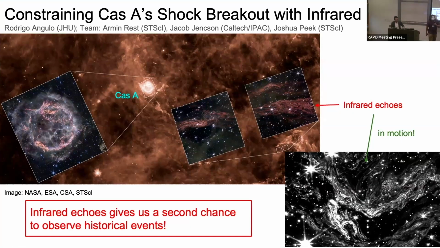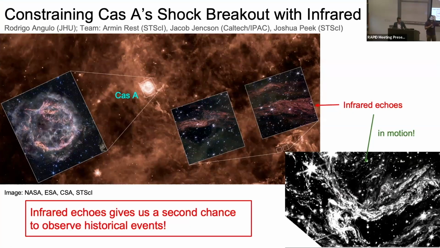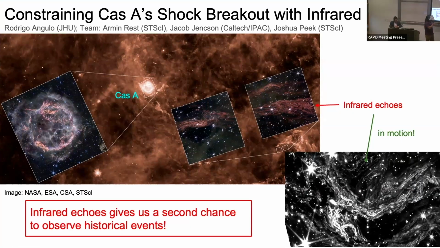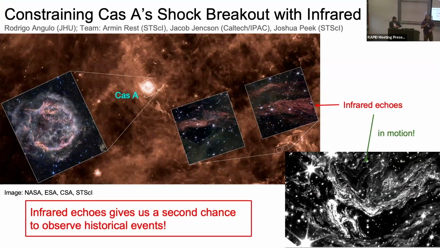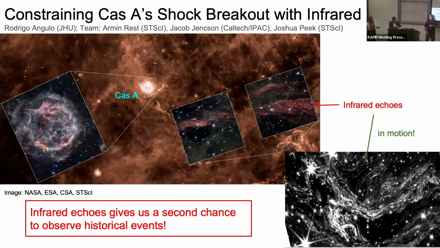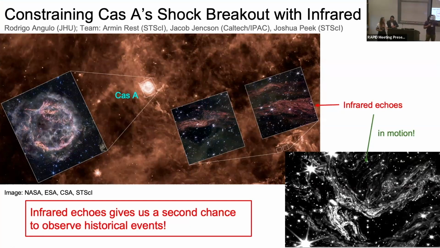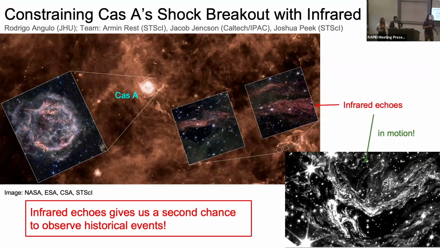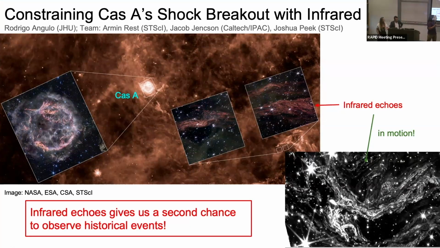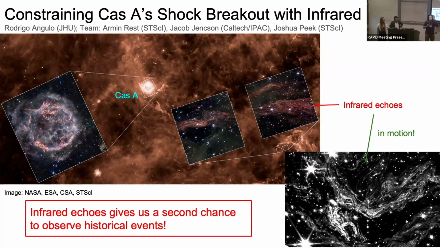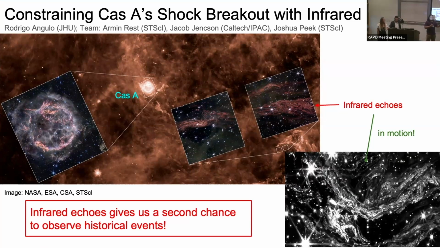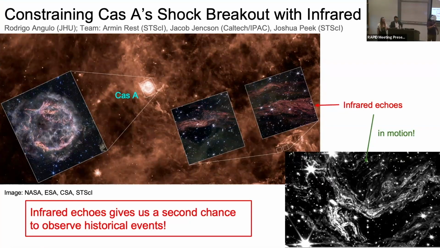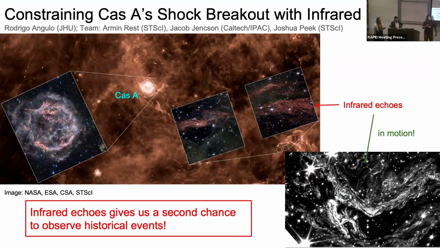Hello, I'm Rodrigo Angulo. I'm a grad student from Johns Hopkins. I'm here to talk about the poster I'm presenting on constraining Cas A shock breakout with infrared echoes. So quickly, Cas A is the youngest core collapse remnant in our galaxy, a great object to study for remnant physics. However, this is actually a supernova that was missed. That's where light echoes and infrared echoes come into play with their unique geometry and path difference. We're able to have a second chance to observe these historical events with modern instrumentation.